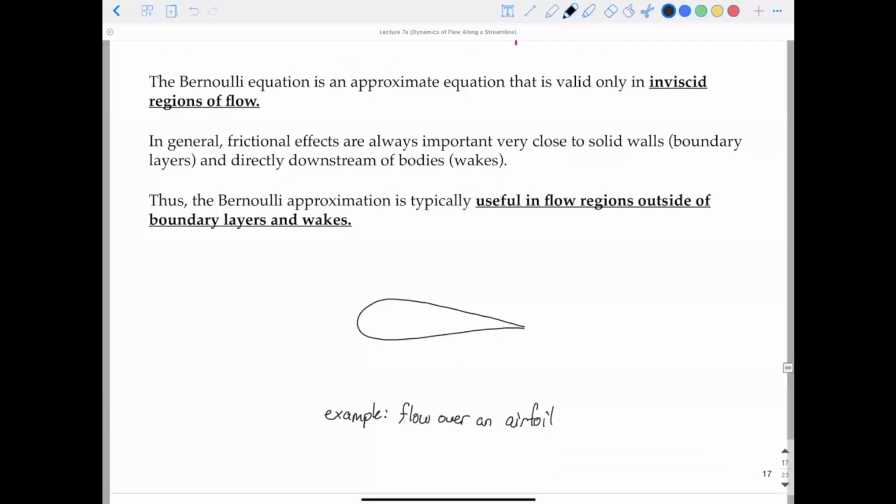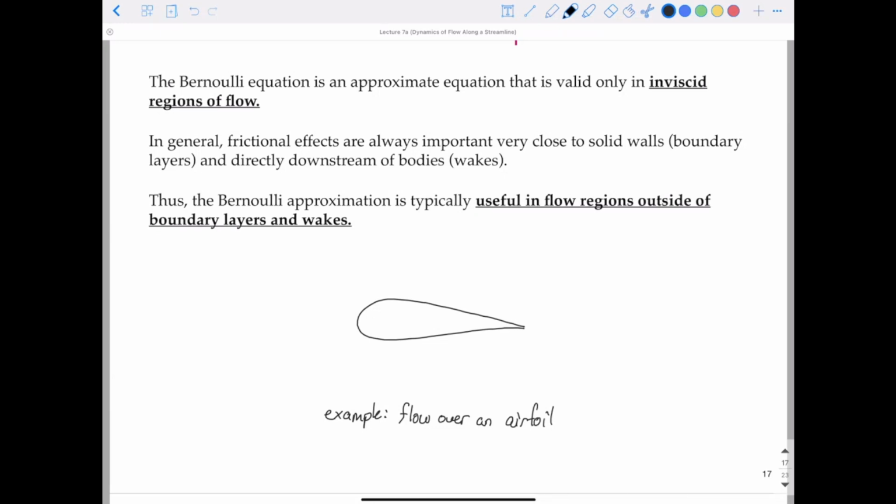So if Bernoulli's equation is approximate and valid only in inviscid regions of flow, then in general, frictionless effects are always important very close to solid walls. So we call that inside the boundary layer, like we talked about last lecture. Inside the boundary layer is where frictional effects are the highest. And as we get further away and we leave the boundary layer, we more or less have a steady and uniform flow. So our viscous forces are very small. So Bernoulli's approximation is typically useful in the flow regions outside of the boundary layers and wakes only.